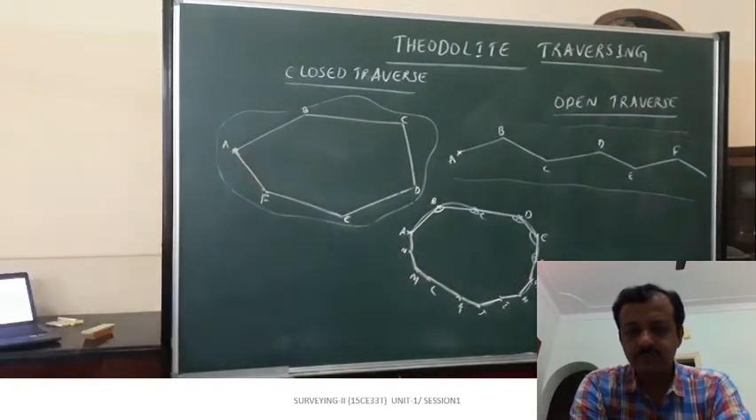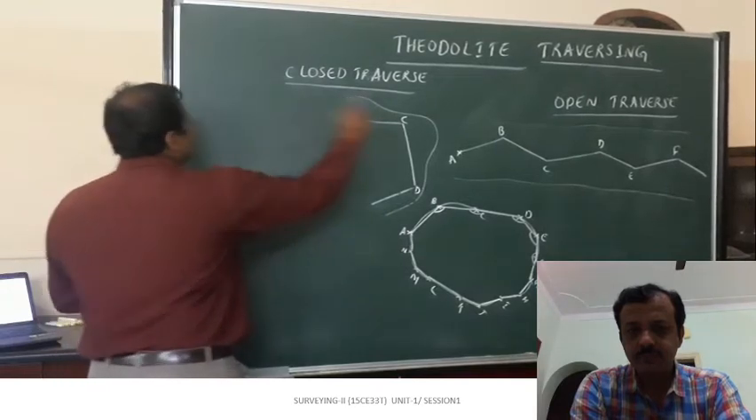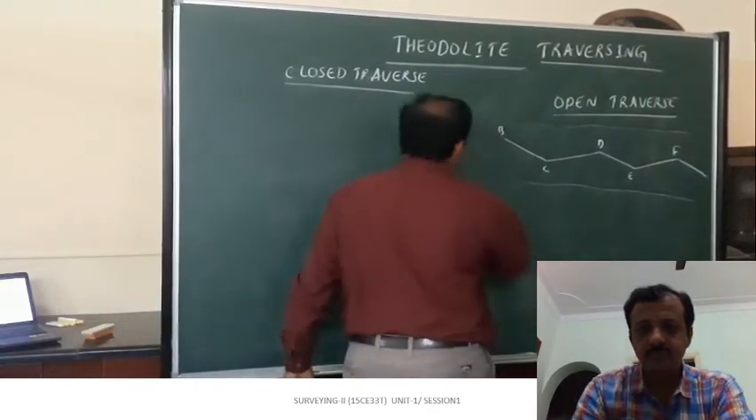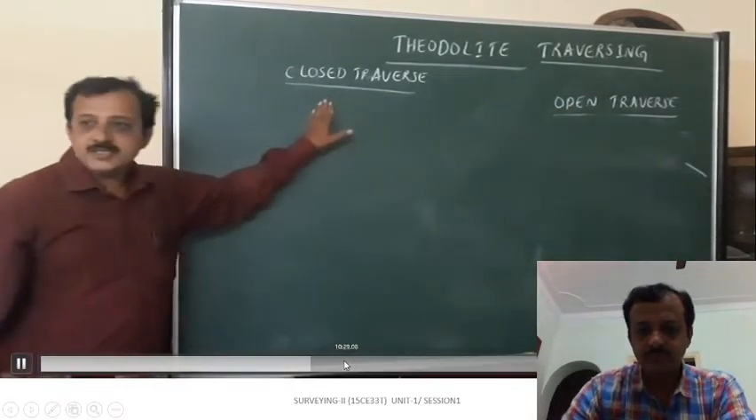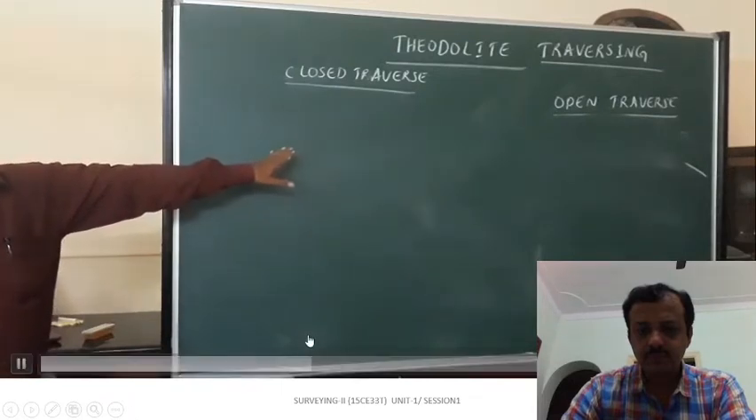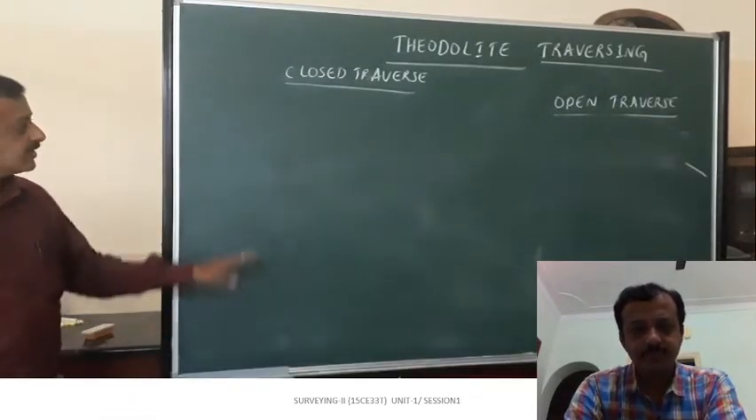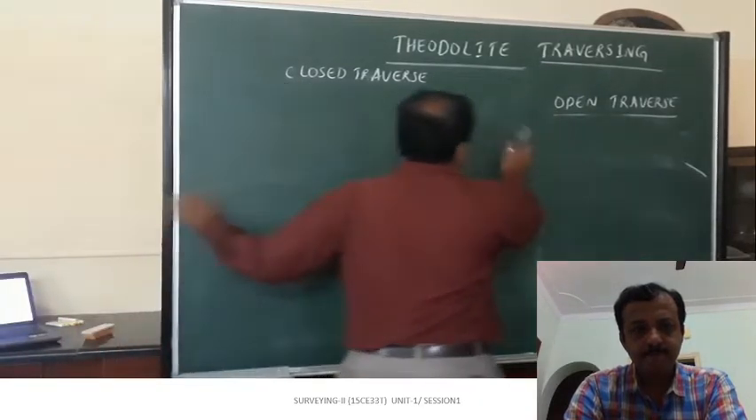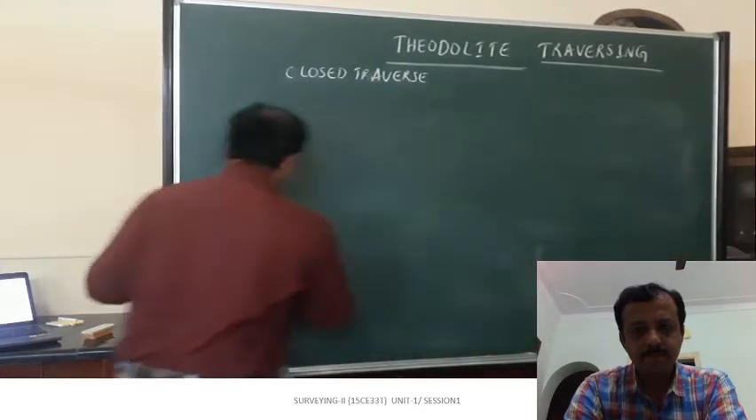Have you understood the applications of traversing? Right? So this is what we are going to study in this particular topic. Which are the two types of traverse? One is closed traverse, the other is open traverse. These are the two types of traverse. Now let us discuss how to do the closed traverse and the open traverse using Theodolite.